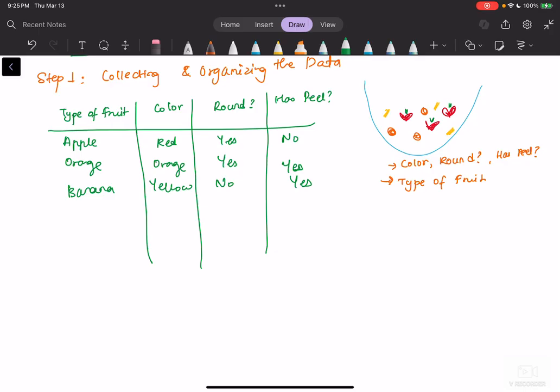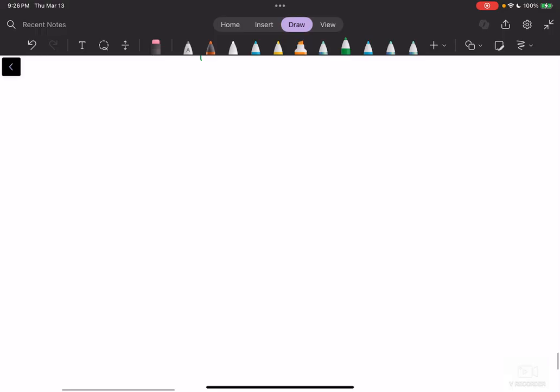And each row here is just a fruit, right? So that means we can have multiple instances of apple. And for fun, let's say this apple is green. Okay, so green, and then round, yes, and has a peel, yes. And then I'm going to throw in one more orange, just orange, yes, yes. And then banana, our yellow, no, yes. So we've essentially organized our data. So features are just color, round, and has peel. And then label is the type of fruit, being apple, orange, or banana. So let's move into step two.